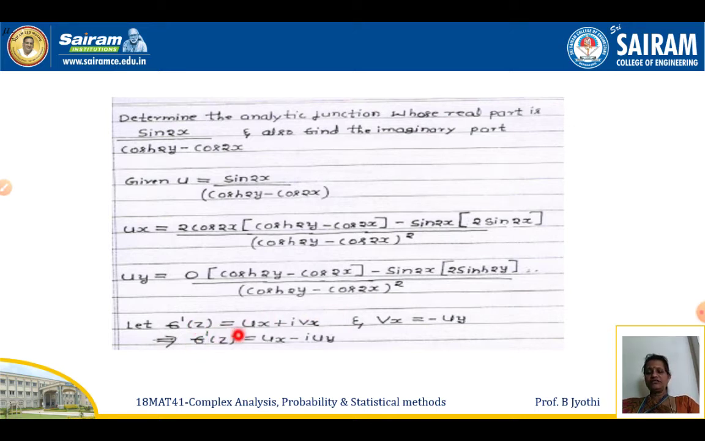And f'(z) is ux plus i vx, and vx is replaced with minus uy. So f'(z) will be ux minus i uy. So we have ux and uy, and it can be replaced.